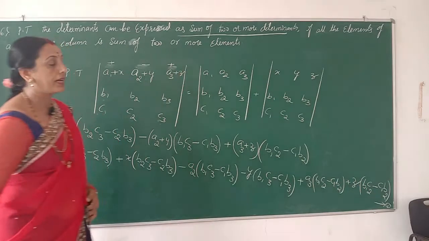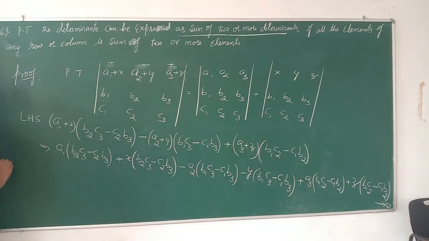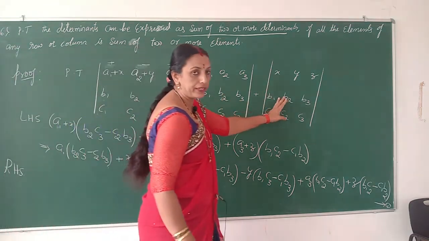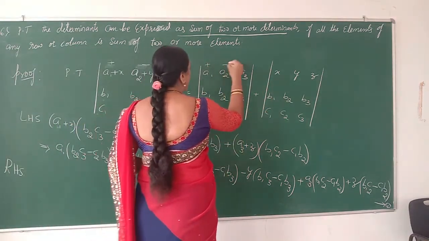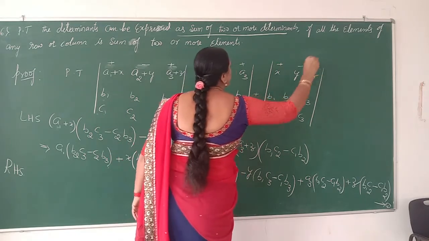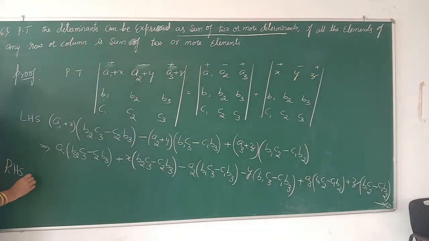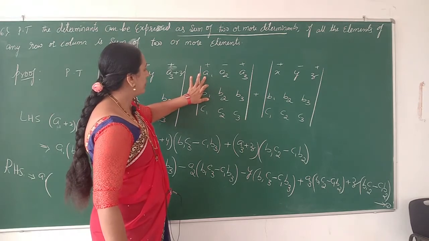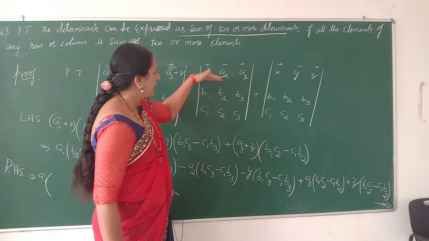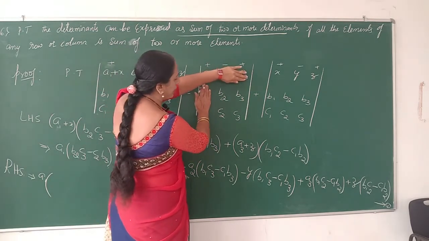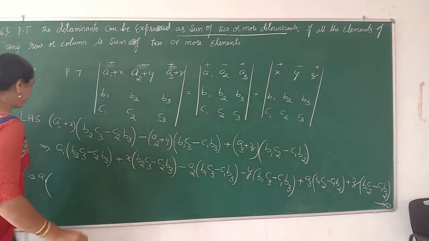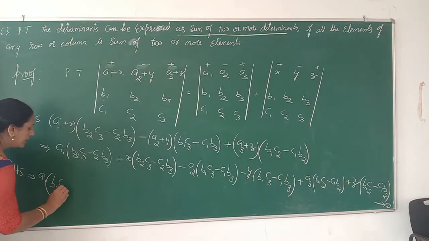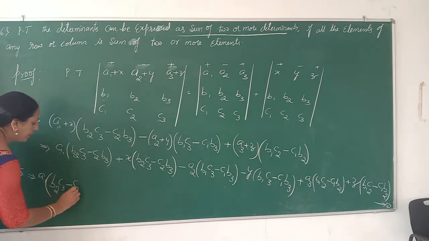It will be called the LHS of the result. Then we will consider the RHS. The RHS contains two different determinants. Both will be expanded in the same form, plus minus plus. In the first determinant, A1 of, A1 is an element of the first row, first column. These get neglected and the remaining get cross multiplied, B2C3 minus C2B3.